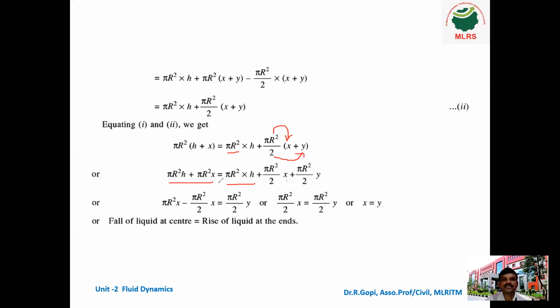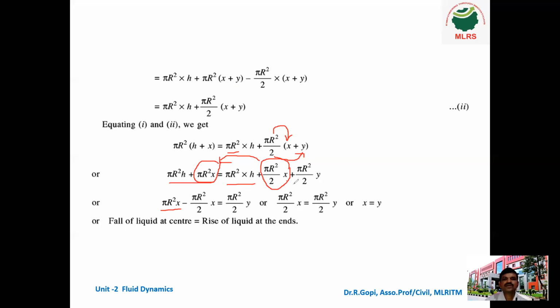Okay. So now you can see here one pi r square x is there. Here 1 by 2 pi r square x is there. So if this value goes to the left hand side, what happened? Pi r square x is a plus value. This goes to this side, which means minus value. So minus pi r square by 2 x equal to. Next, here you can see pi r square divided by 2 into y.